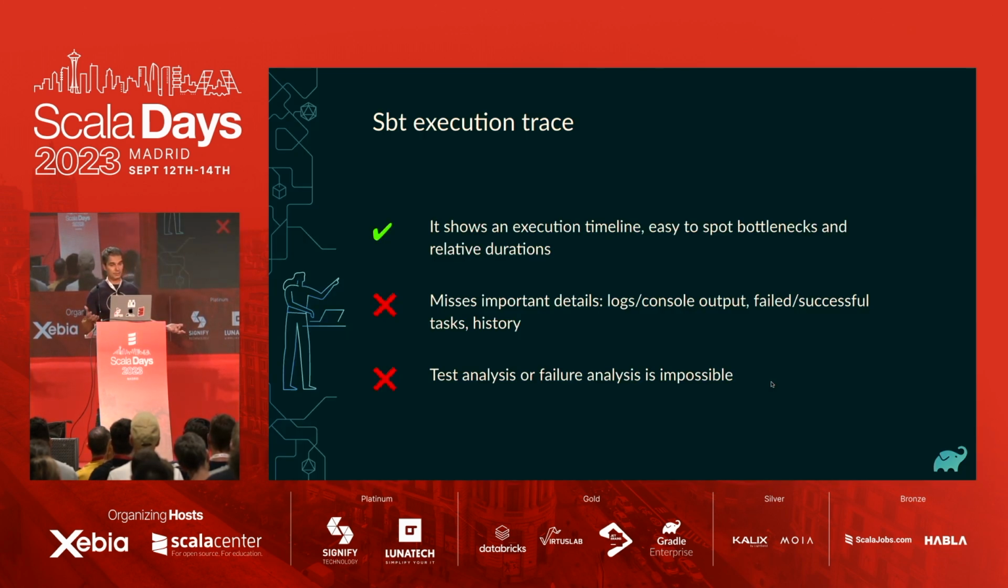So the SBT execution trace is a great tool. It's easy to spot bottlenecks and try to reason about how I can parallelize my build more. And yeah, we all know the story. Today we get more cores, but each core itself is not much faster than before. So that's an important aspect.